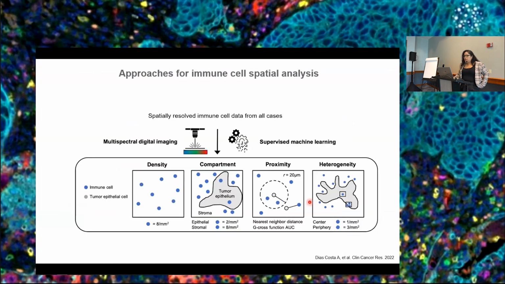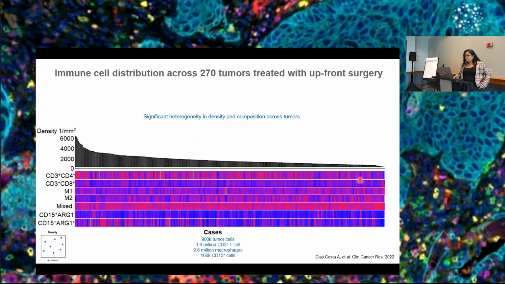So having generated spatially resolved immune cell data from all cases, we then had main questions to answer. First, how many of these cells we had, so we were able to assess density. In addition, where these cells were located, in which compartment, in the tumor epithelium or stroma. Third question, how far they were from tumor. And finally, if the cells were mostly localized in the tumor center or invasive edge, accounting for heterogeneity.